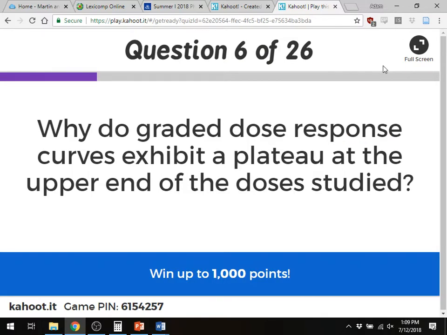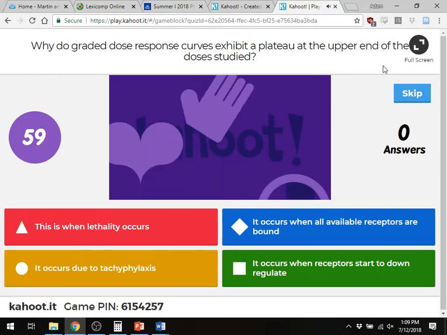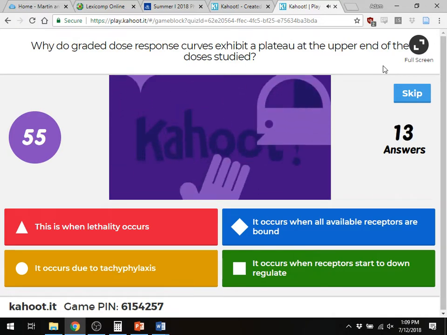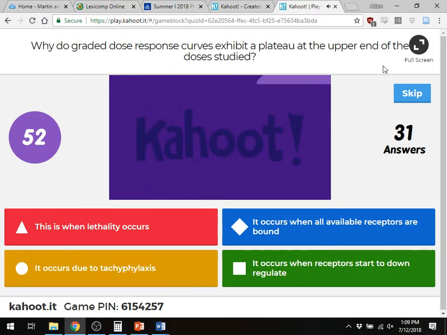Why do graded dose response curves exhibit a plateau at the upper end of the doses studied? Is it when lethality occurs? Does it occur when all available receptors are bound? It occurs due to tachyphylaxis, or it occurs when receptors start to downregulate?